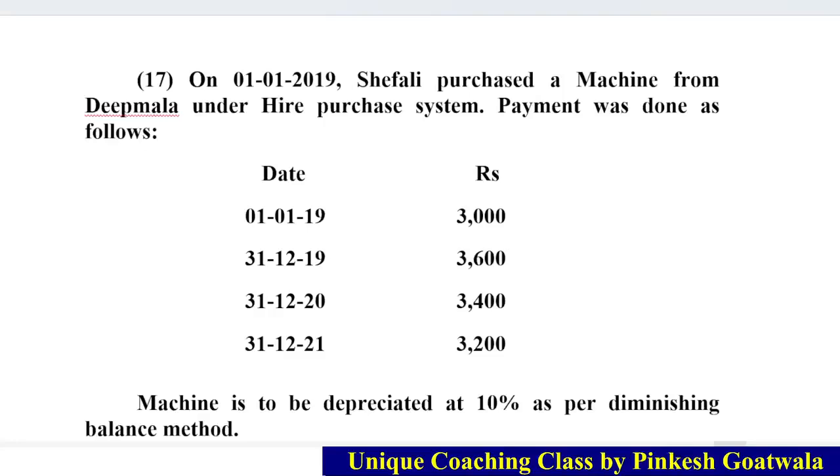Now we are going to solve sum number 17. On 1/1/2009, Sefali purchased a machine from Deepmala under the hire purchase system. Payment was done as under. Purchase on 1/1/2009 and on that day 3000, so 3000 is a down payment. And there are three installments: 3600, 3400 and 3300.